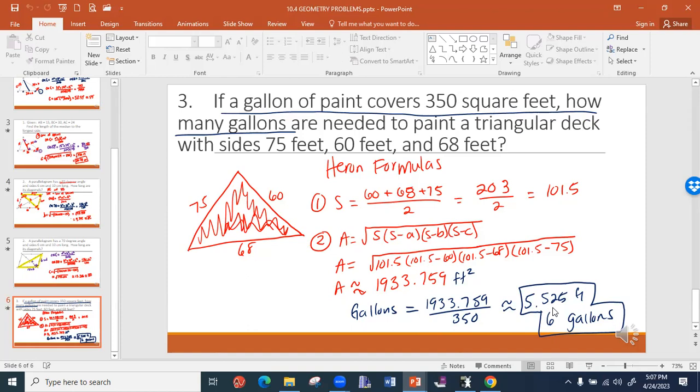And so we round up to 6 gallons to make sure we can cover our deck. It's better to have more than not enough. Okay, all right. That's the recap with words.